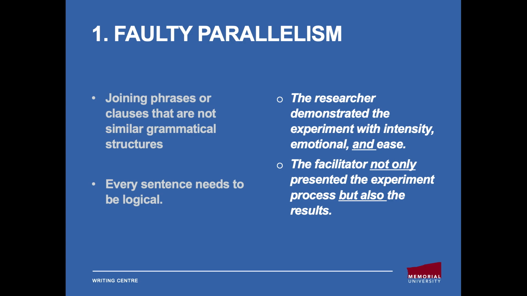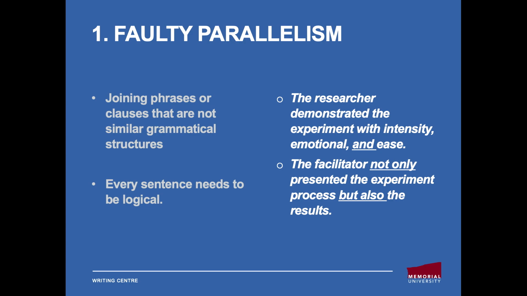The researcher demonstrated the experiment with intensity, emotional, and ease. This is considered faulty parallelism. I have located the word and in the sentence, and I look at the words that are coming in front of the word and following the word and. We have the word intensity, which is a noun, and we have the word emotional, which is an adjective. After the word and, we have the word ease, which is a noun. This is considered faulty parallel structure because we have listed words that are not of comparable similarity. Intensity, emotional, and ease.